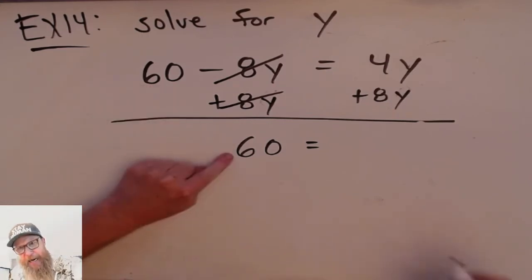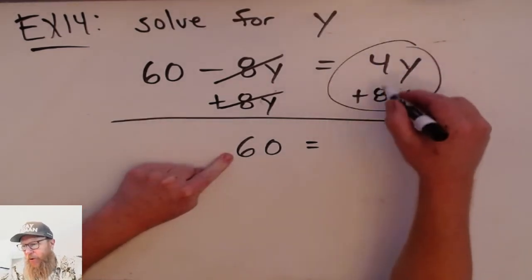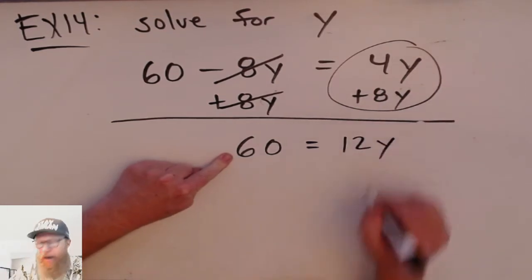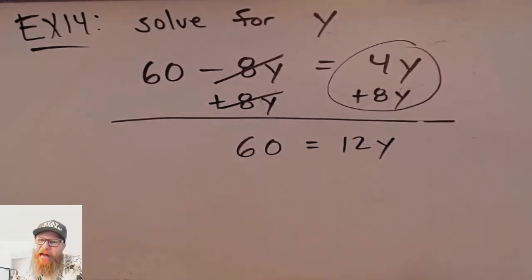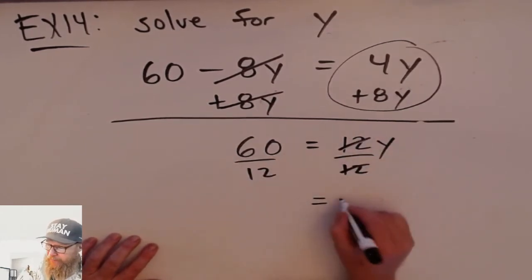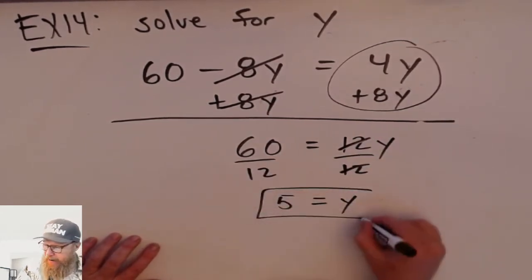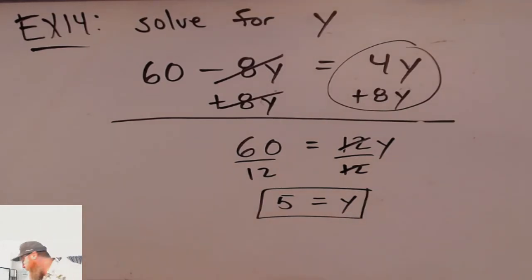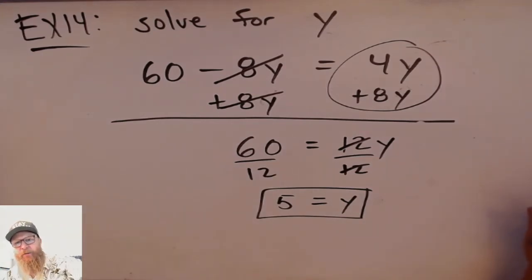60, bring it down. 4 plus 8 is 12y. Well, there's no negatives this time. Divide by 12, and you get y is 5. Okay. I guess one more, and then we'll have to start doing the word problems.